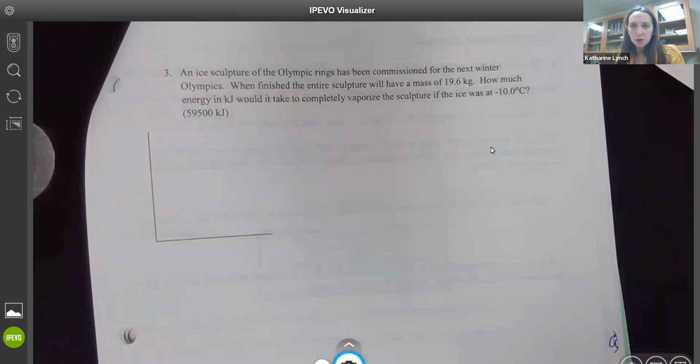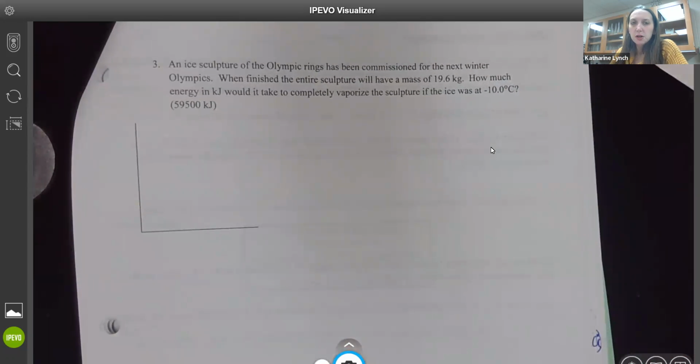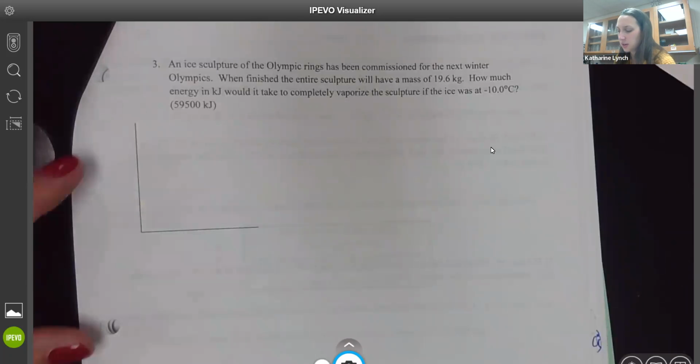It's about an ice sculpture of the Olympic rings commissioned for the upcoming Winter Olympics, when the finished sculpture will have a mass of 19.6 kilograms. We want to know how much energy in kilojoules it would take to completely vaporize the sculpture if the sculpture started at -10 degrees Celsius.